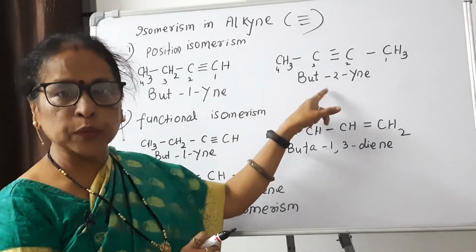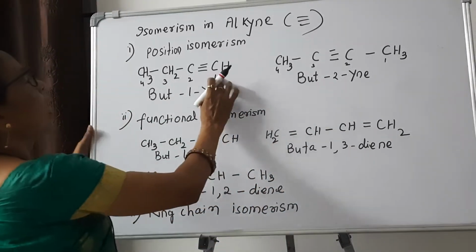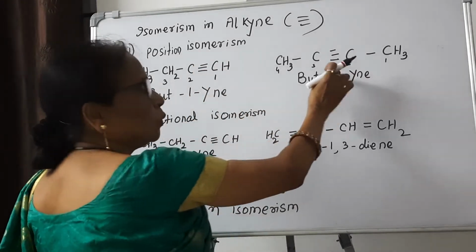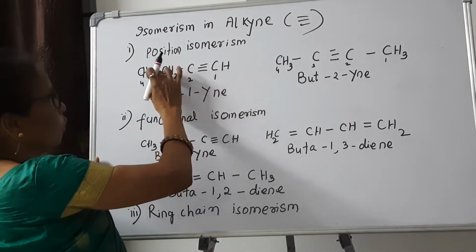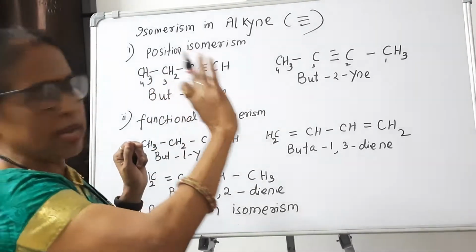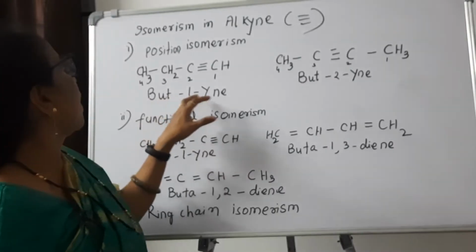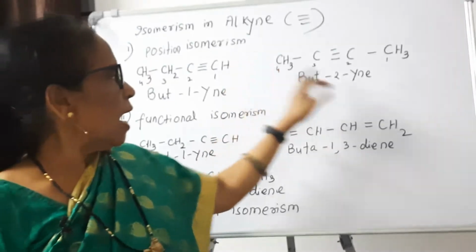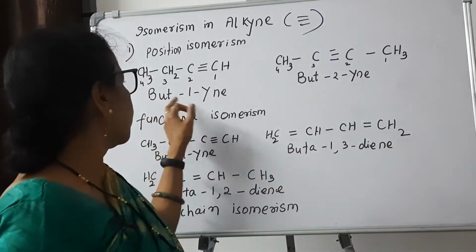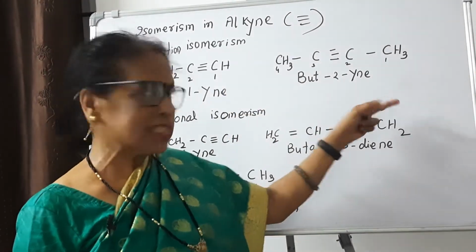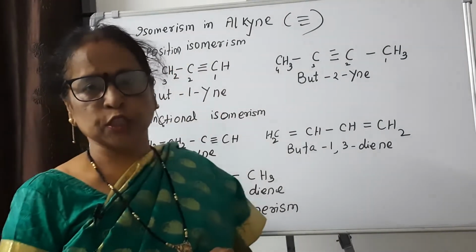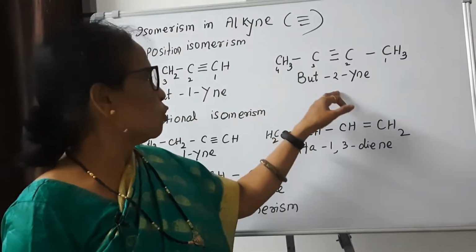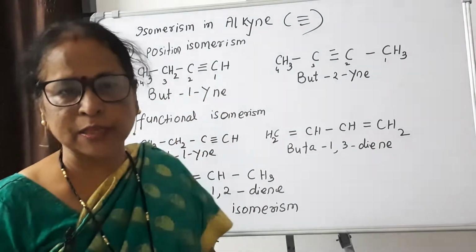Where it is called but-1-yne, it is called but-2-yne, that means after 1 there is a triple bond, after 2 there is a triple bond. Check it: 1 2 3 4, 3 1 4, 2 2 4, 3 1 4, that means all the carbons have satisfied their valency. It is called but-1-yne because after 1 there is a triple bond, and but-2-yne because after 2 there is a triple bond. So you can say this is position isomerism, because here it is the 2 position and here it is the 1 position, and the triple bond is there.